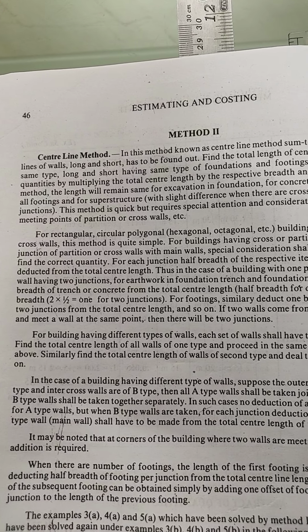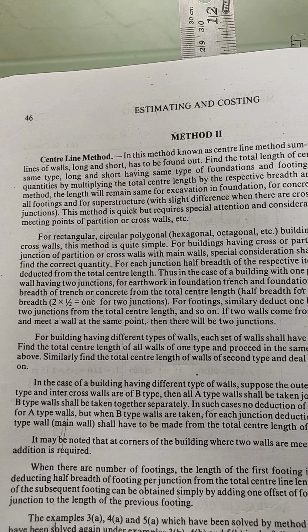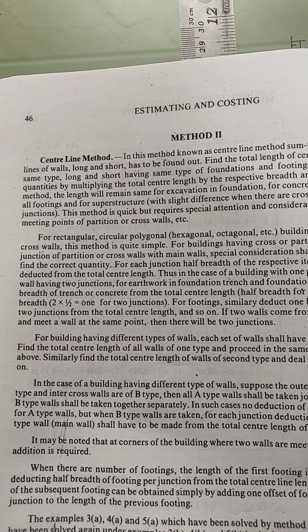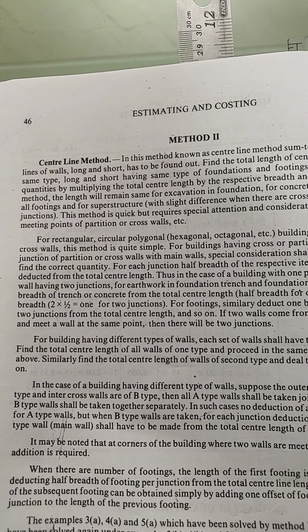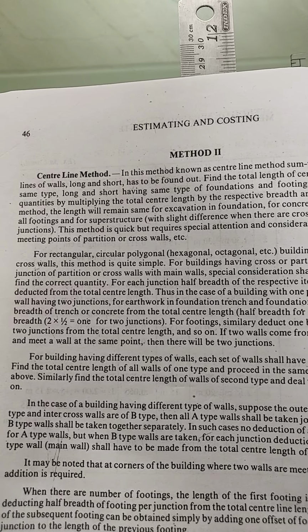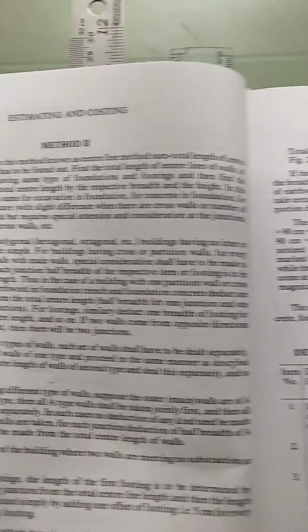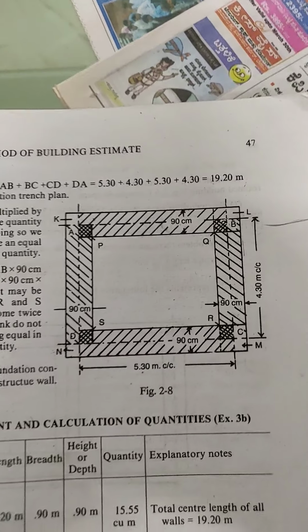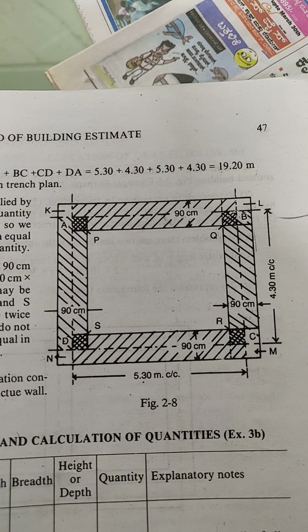Now we will discuss method 2, that is the centerline method of estimation of a building. In the centerline method, I will illustrate with some examples. Let me take a small illustration like this example.